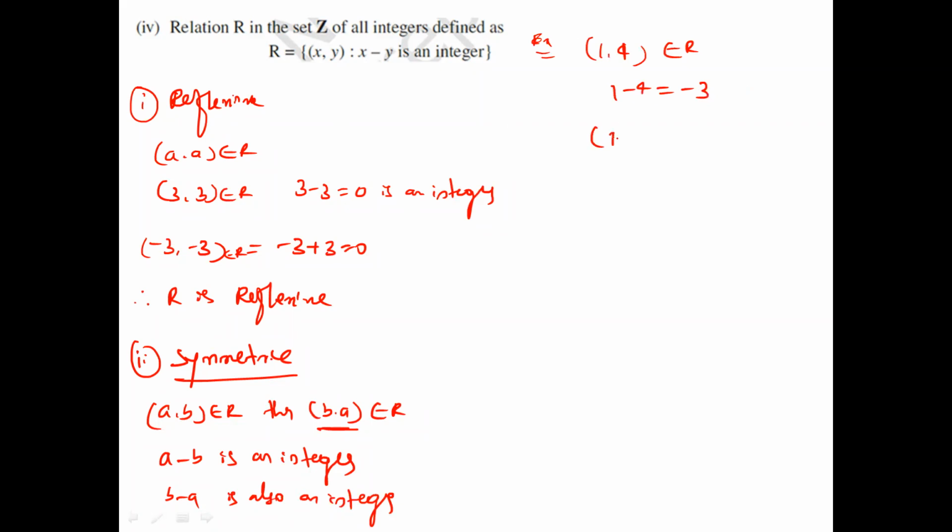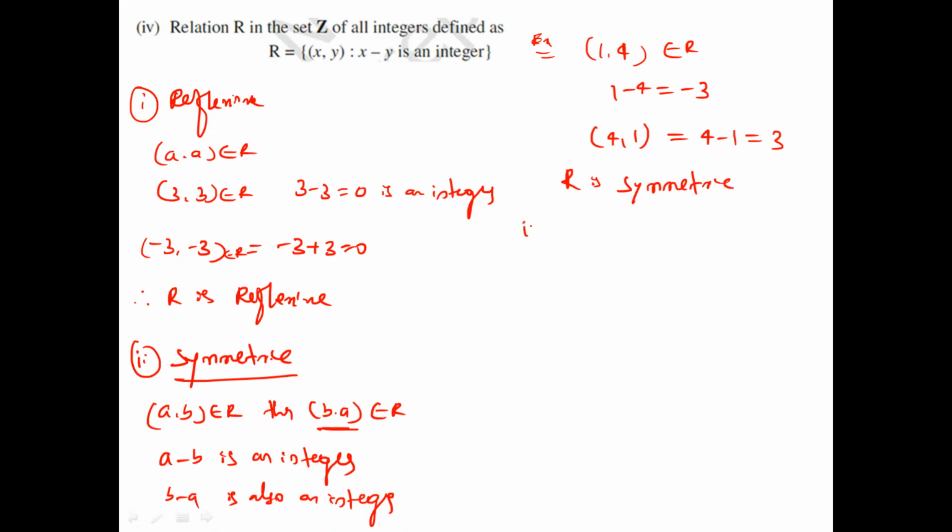Now I'll take (4, 1). 4 minus 1 again becomes 3. We are not bothering about minus 3 or plus 3; the result should be an integer. So what is the conclusion? It's very clear that R is symmetric. You can take any number, and the result is an integer only. R is symmetric.